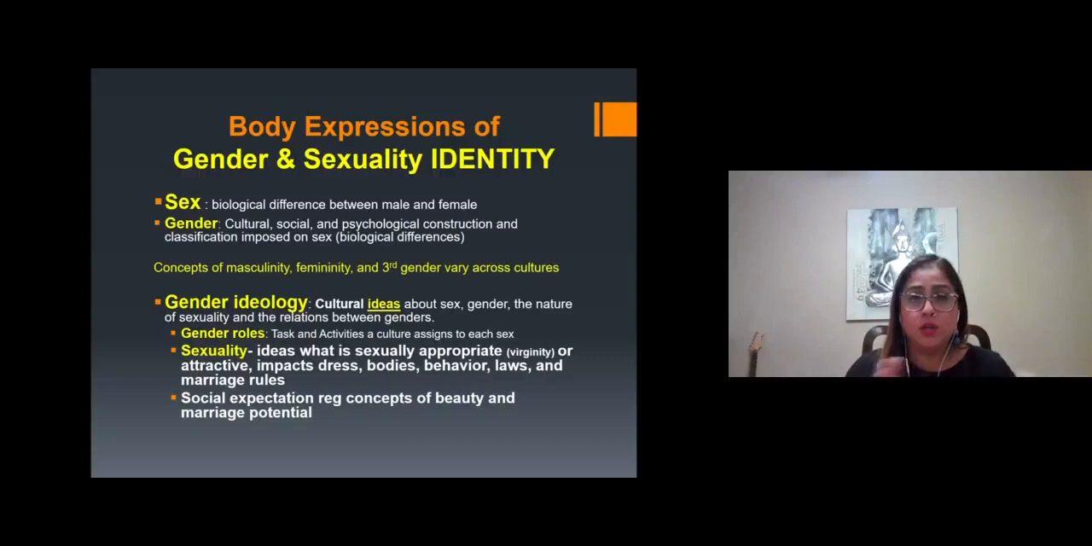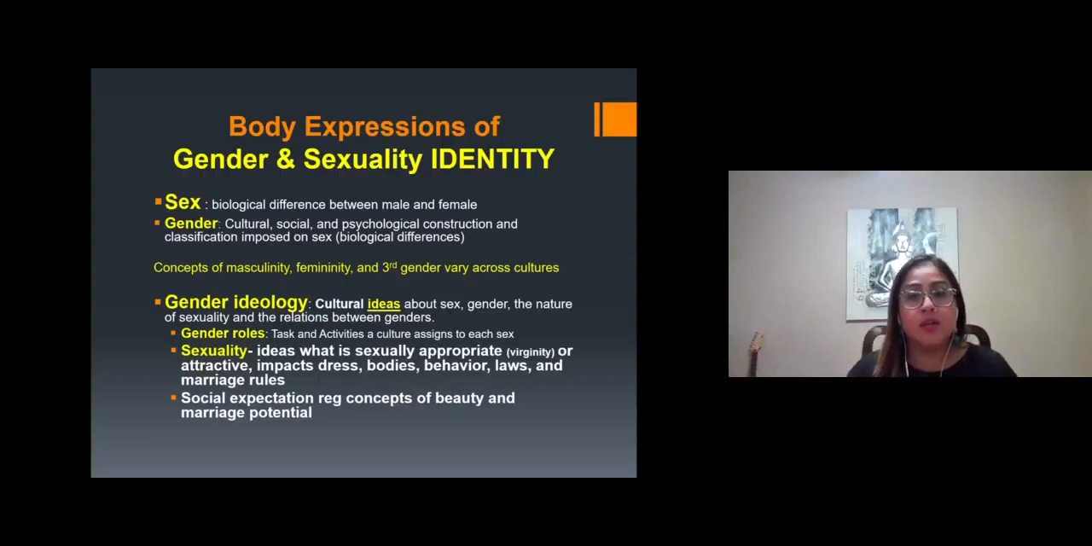These are the relationships between people and how they are to behave, what is expected of them, what is sexually appropriate, what is attractive, what are appropriate forms of dress, marriage rules.